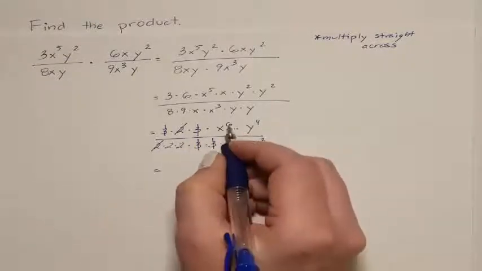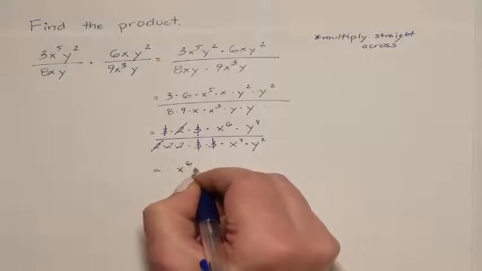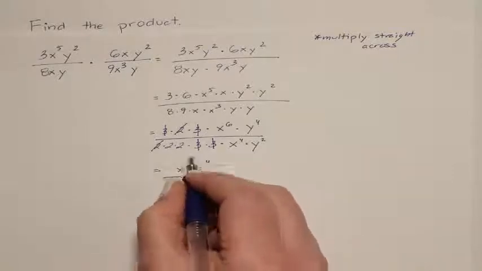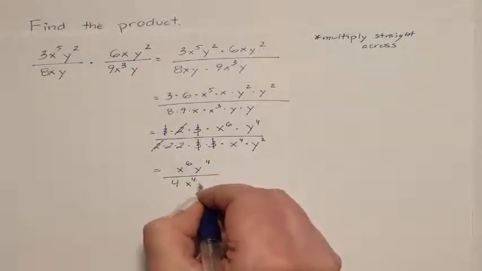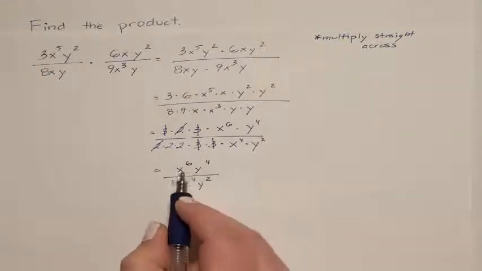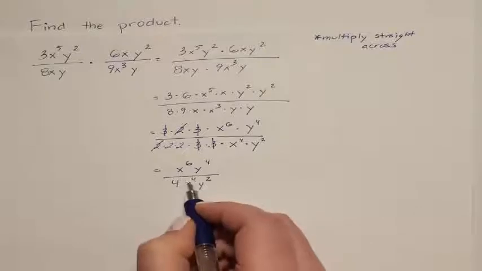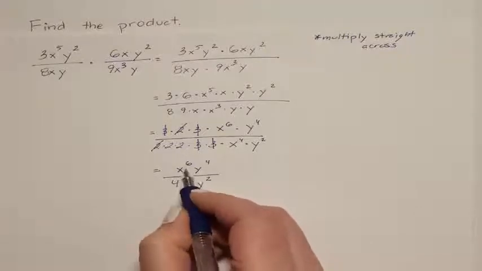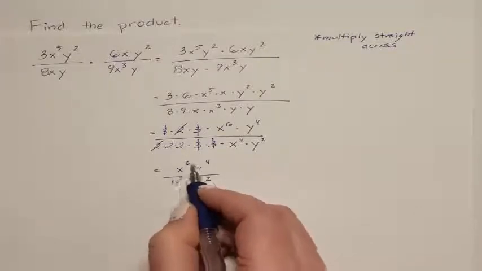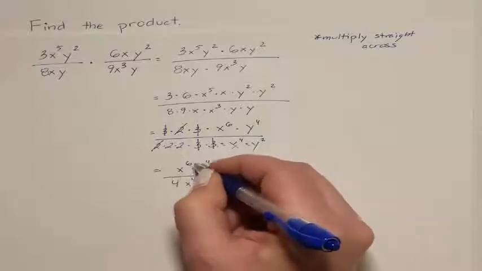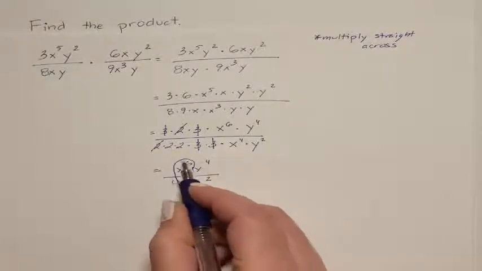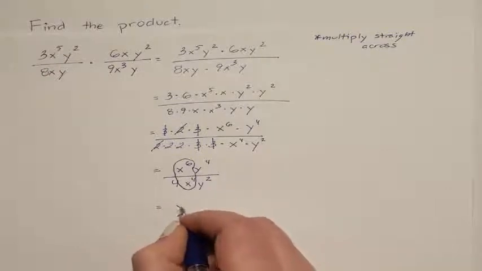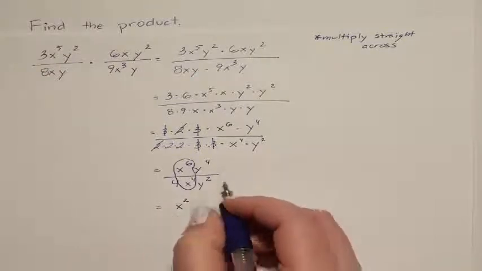So what I actually have now is x to the 6th, y to the 4th, all over 2 times 2 is 4, x to the 4th, y squared. But now I've got to look at my variables. There are 4 x's down here. They're going to come up and cancel out with 4 of the x's up here. So if these 4 cancel with those 4, I only have 2 x's left in the numerator.